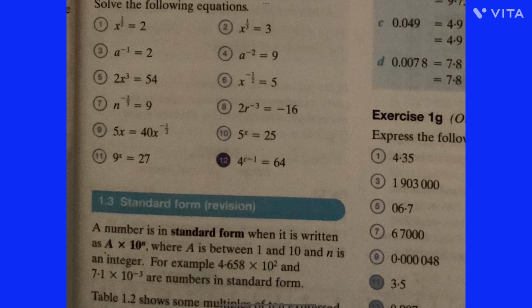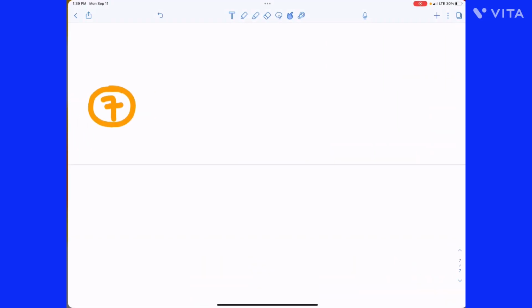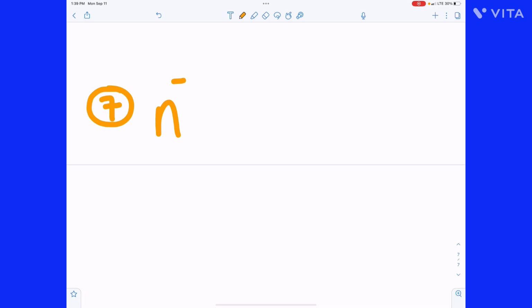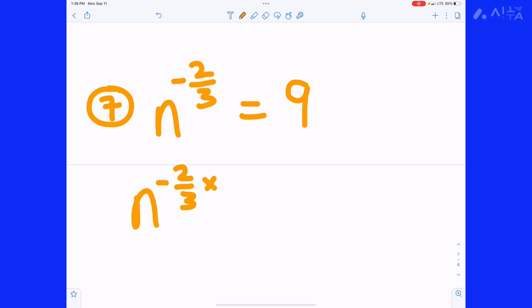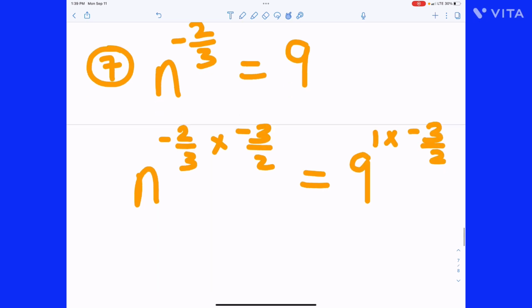Question 7. n raised to power minus 2 over 3 is equal to 9. We are looking for n. What's the reciprocal of minus 2 over 3? The reciprocal is minus 3 over 2. So we multiply the index of 9, which is 9 raised to power 1, we also multiply the 1 by minus 3 over 2.